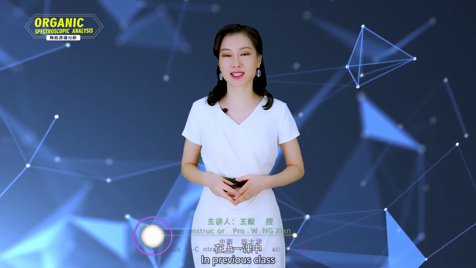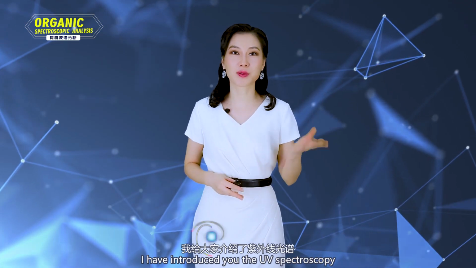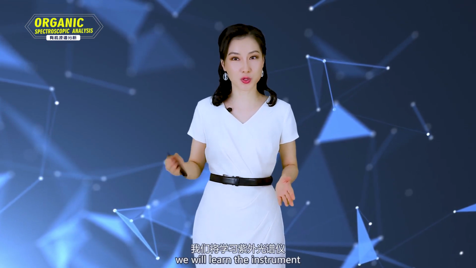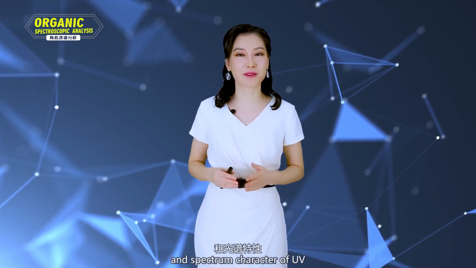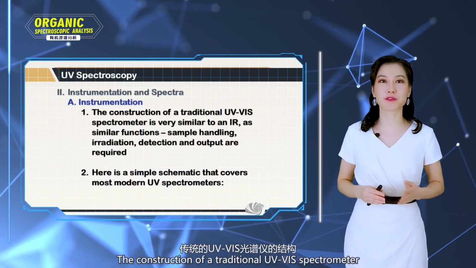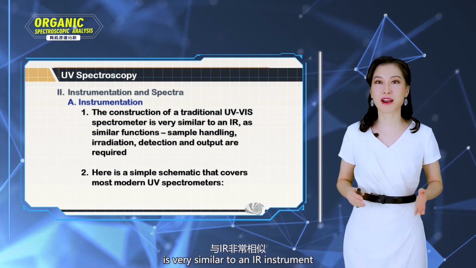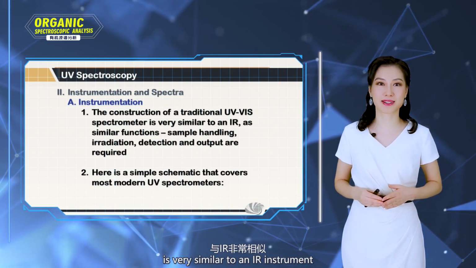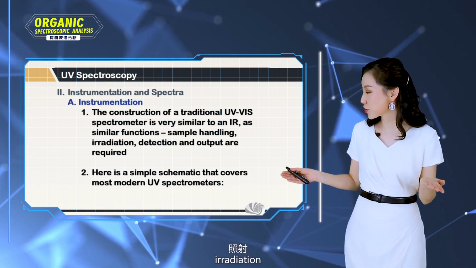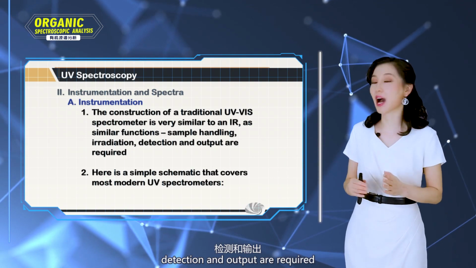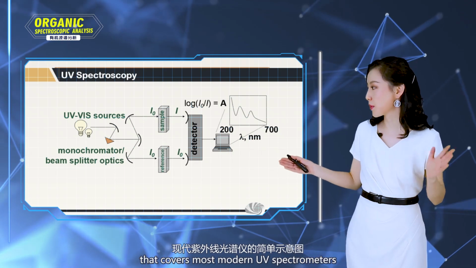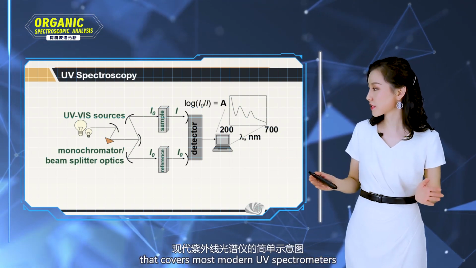In the previous class, I introduced UV spectroscopy, and in this lecture, we will learn the instrument and the spectrum character of UV. The construction of a traditional UV-visible spectrometer is very similar to an infrared instrument, as similar functions, sample handling, irradiation, detection, and output are required. Here is a simple schematic that covers most modern UV spectrometers.